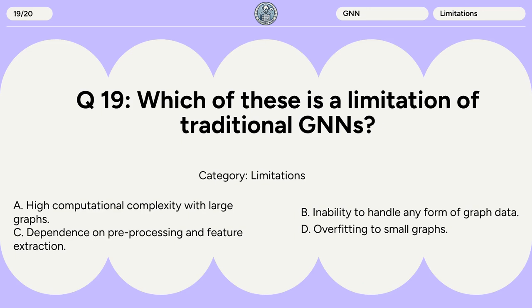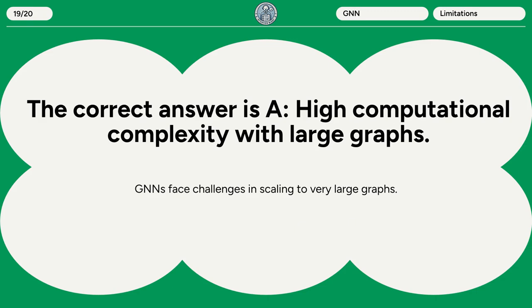Question 19. Which of these is a limitation of traditional GNNs? A. High computational complexity with large graphs. B. Inability to handle any form of graph data. C. Dependence on pre-processing and feature extraction. D. Overfitting to small graphs. The correct answer is A. High computational complexity with large graphs. GNNs face challenges in scaling to very large graphs.